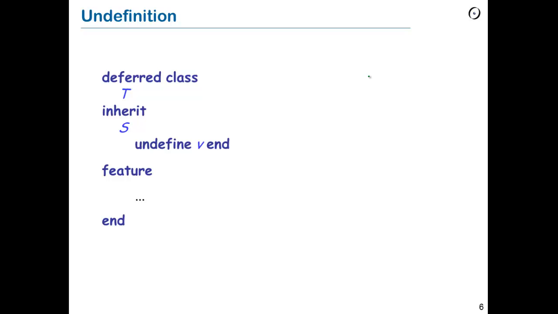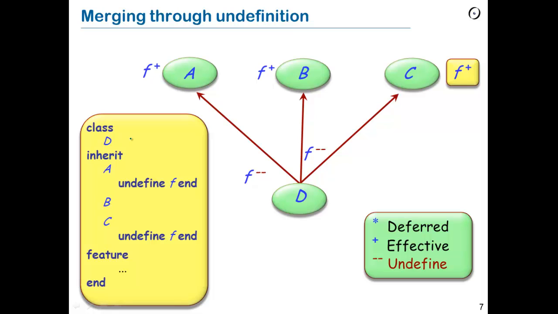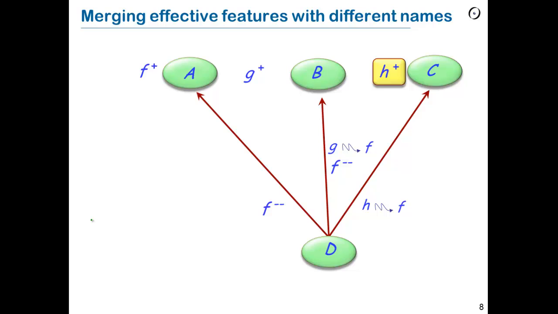Here is the syntax. It's the same as before. It's one further clause together with rename and redefine. So you can have class T, which inherits from S and undefines V. In this particular example, here's the way the class will look. Class D inherits from A undefining F, B nothing to do, and C undefining F, and that's it. The trick succeeds, and we merge F from A, F from B, and F from C into one feature whose name is the common name F and whose implementation comes from C. So we have, so to speak, vanquished the implementation from A and the implementation from B, and the implementation from C has triumphed, overtaking both of them.